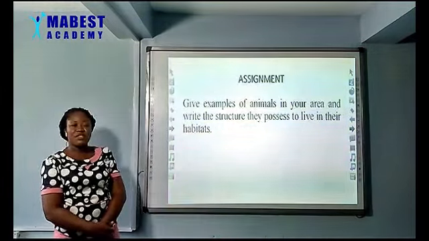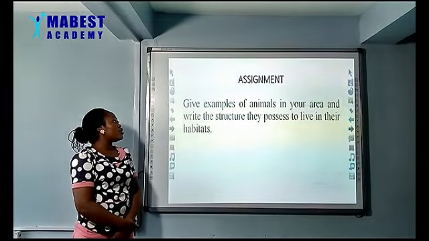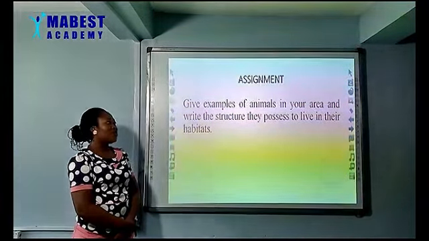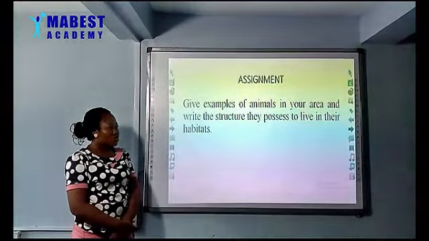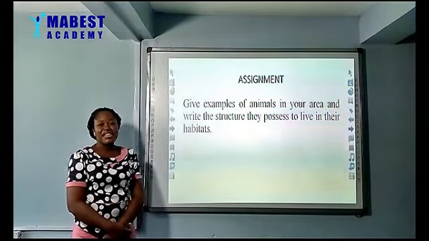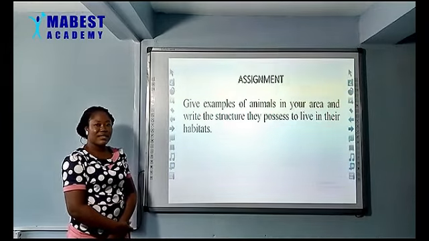I'd like to give you this little work to do. You give examples of animals in your area and write the structures they possess to live in their habitats.